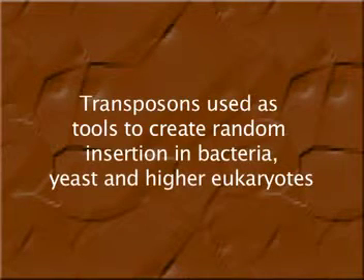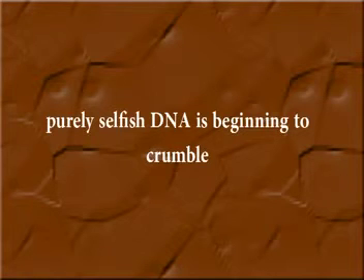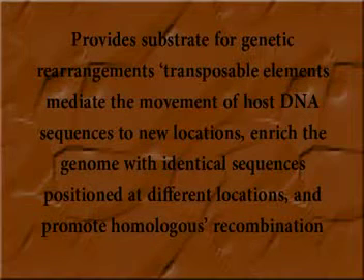Transposons usually influence the expression of genes in the proximity of their insertion sites. They are, therefore, extensively used as tools to create random insertions in bacteria, yeast, and higher eukaryotes. They are also used in large-scale genomic studies. Transposable elements may play a crucial and essential role in evolution and could be the missing link in our understanding of how multicellular organisms arose. The whole idea of transposons as purely selfish DNA is beginning to crumble. It now appears that at least some transposable elements may be essential to the organisms in which they reside.